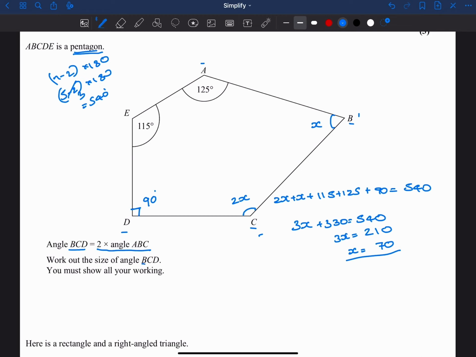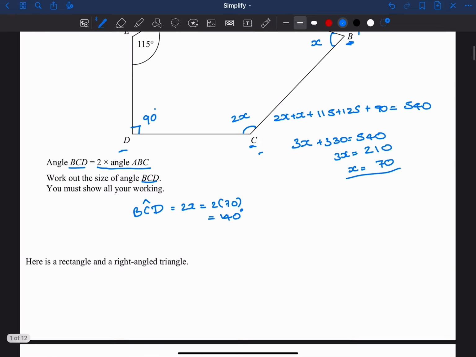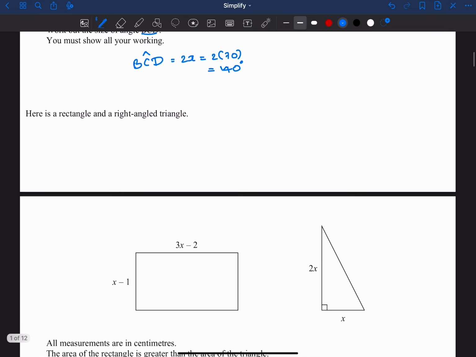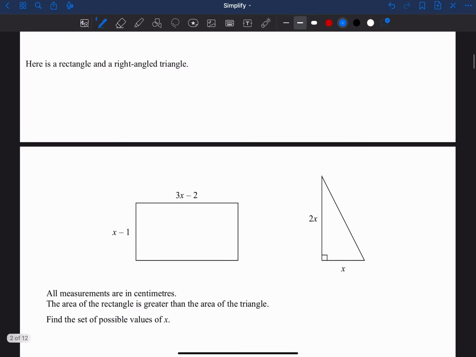No, they want BCD. I'm going to write angle BCD equals 2x. So 2 times 70, which is 140 degrees. You have to write that. Remember, don't just do x is 70 and leave it like that. Okay, 140, that's the answer.